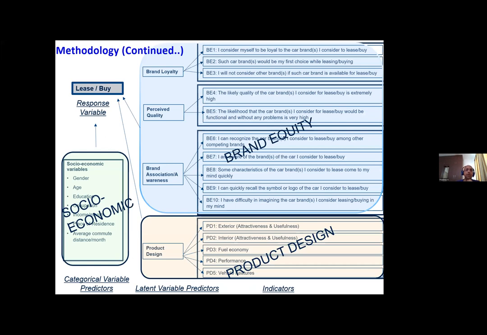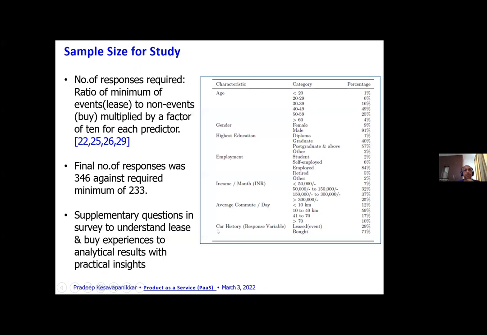So this is how the model looks, or what we're trying to do. The response variable is the lease versus buy decision made by the survey participants. And the predictors are economic variables, socioeconomic variables, categorical predictors, and brand equity, an existing measure that we have used as one of the predictors, which has three elements: brand loyalty, perceived quality, and brand association and awareness. And the product design in terms of the attributes is the third predictor. So this is what we were trying to do.